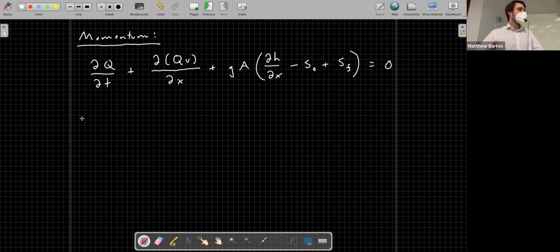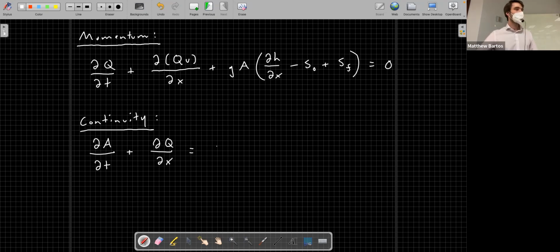And with that, we have done it. So all we have to do now is go back and add our continuity equation from before. We add our continuity equation. We get dA by dt plus dq by dx is equal to the lateral overflow into the channel.